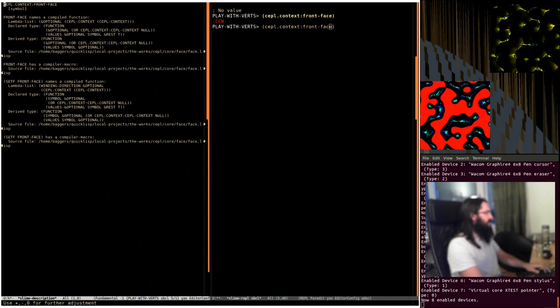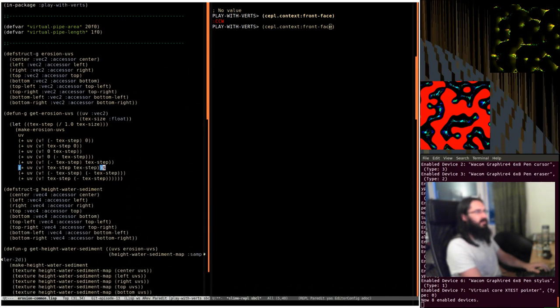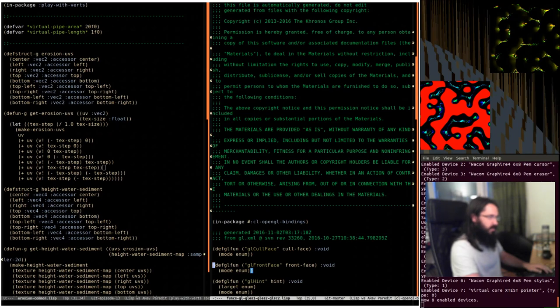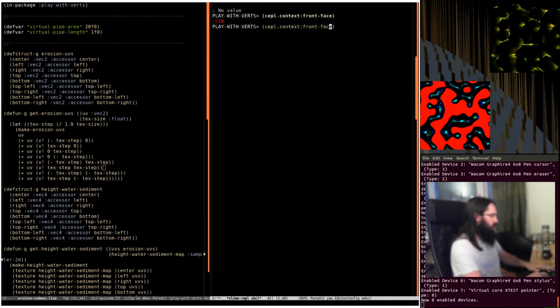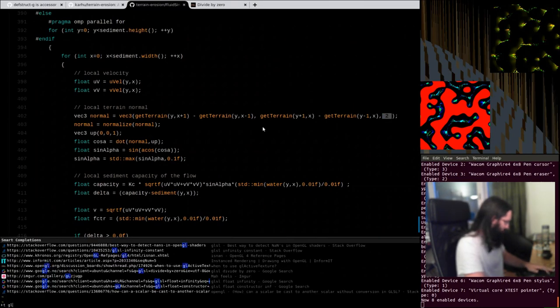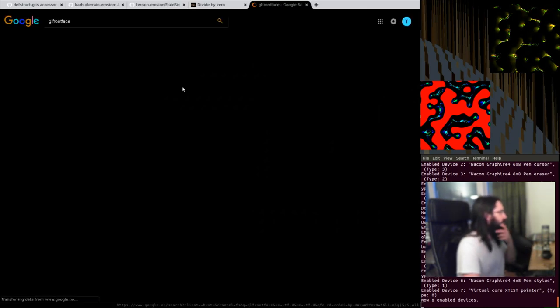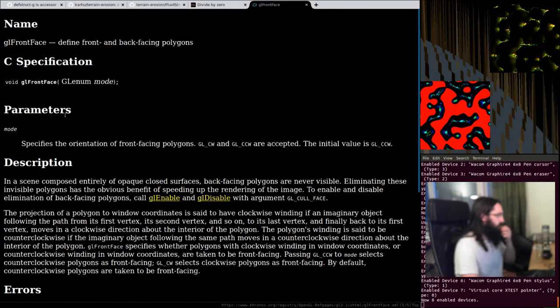Have I not written documentation for this yet? You lazy fuck. Oh, that's terrible. Okay, right. I'm going to have to get around to that then. Define context function. Front face, GL front face, winding direction. Who let me ship this code with bad documentation? What an idiot. GL front face. Those two, okay.